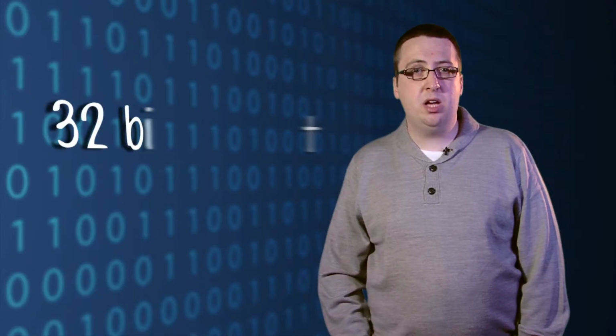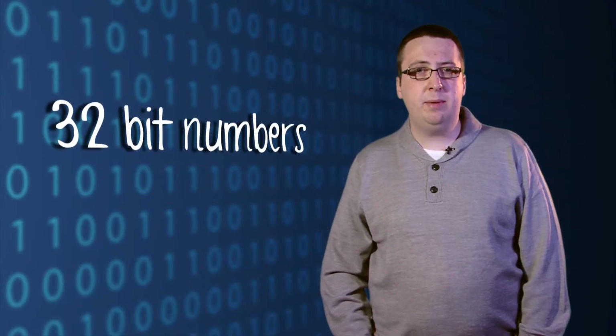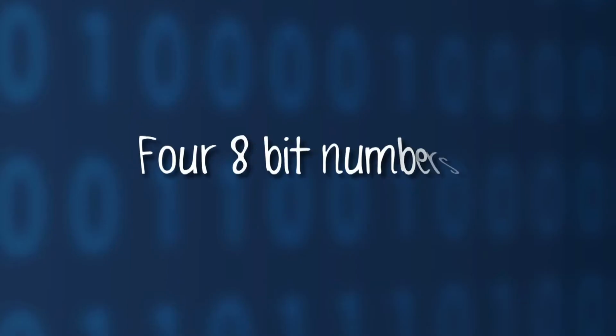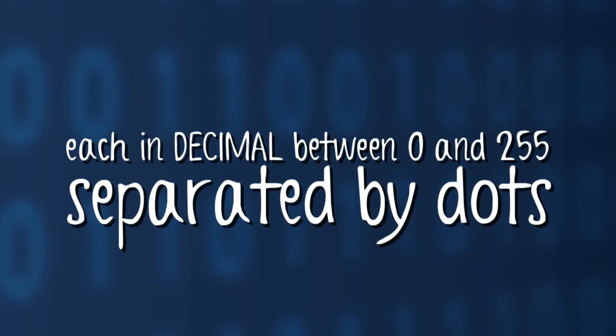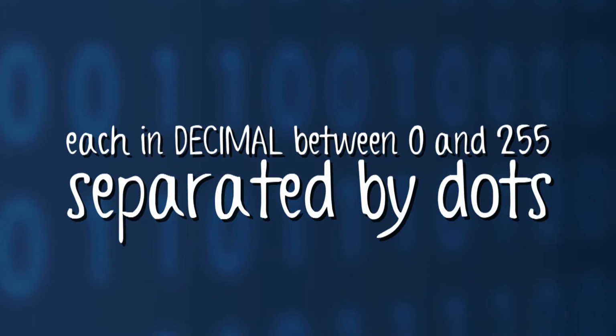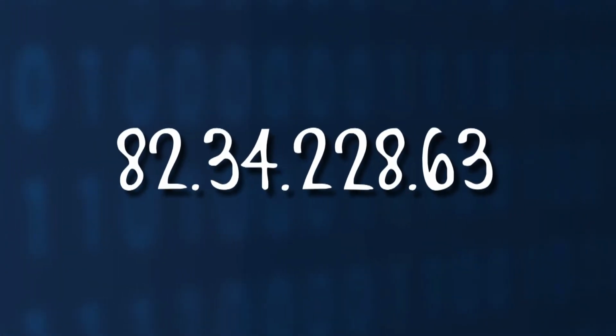IP addresses are just 32-bit numbers. To make them easier to read, we represent them with 4 8-bit numbers, each in decimal between 0 and 255, separated by dots. For example, 82.34.228.63.